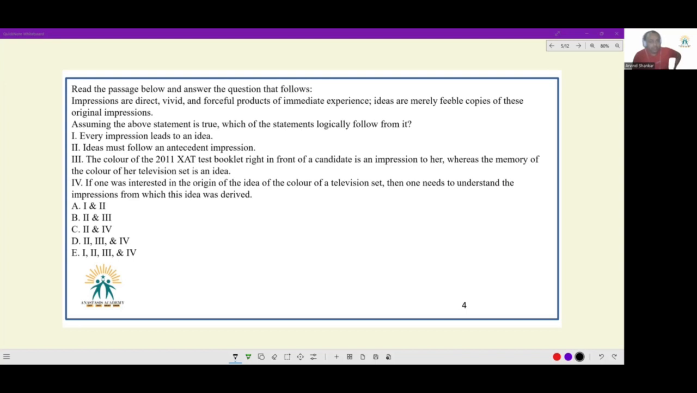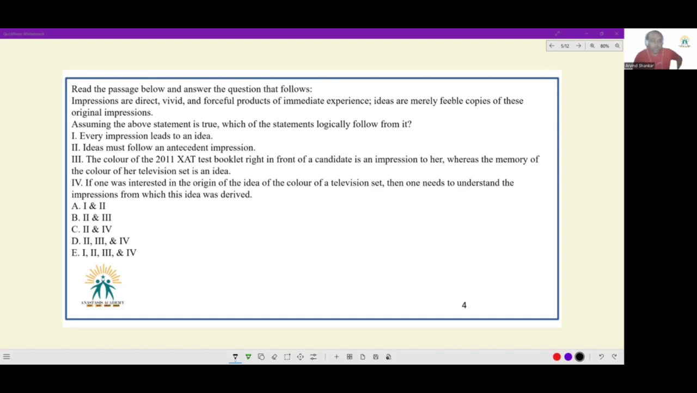Impressions are direct, vivid, and forceful products of immediate experience. Ideas are merely feeble copies of these original impressions. Okay? Impression is what you experience when you are interacting with some material, some person, some entity in the world. Ideas are feeble copies of the memory that you have of your original impressions. Assuming the above statement to be true, which statements logically follow?